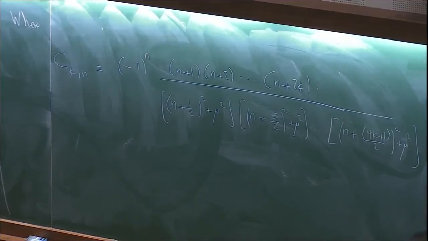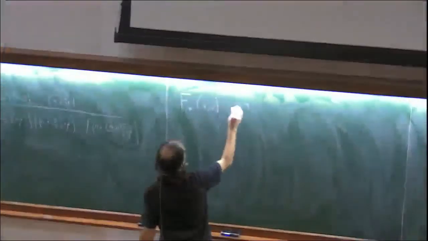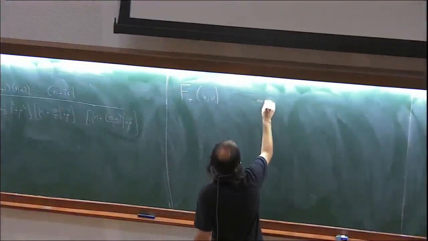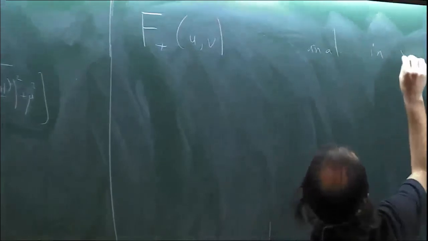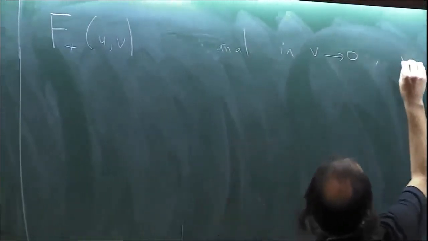Right? All right. Now, we also have a solution, f plus of u and v. That's analytic as v goes to 0, for v less than u.